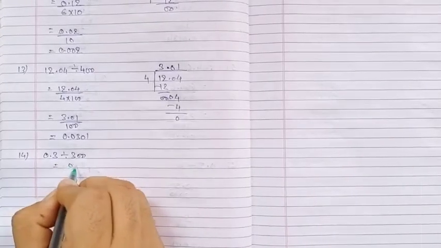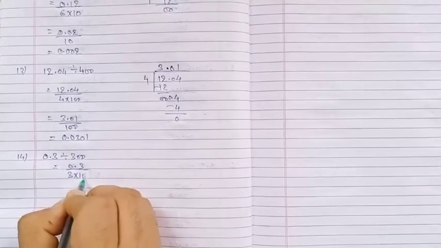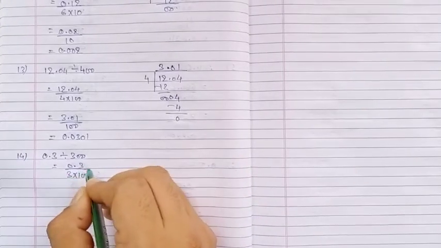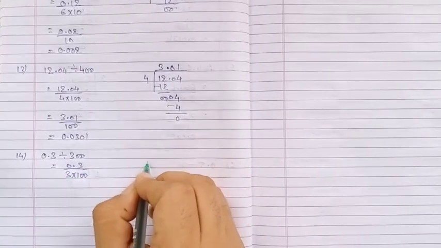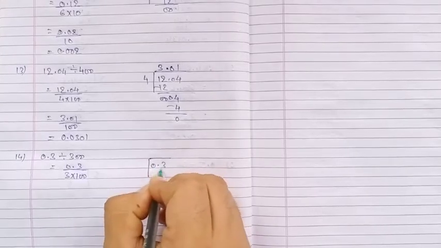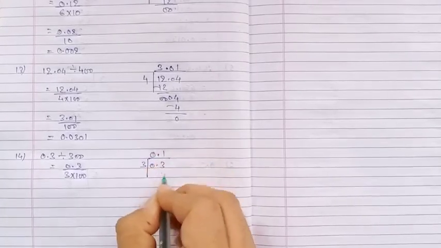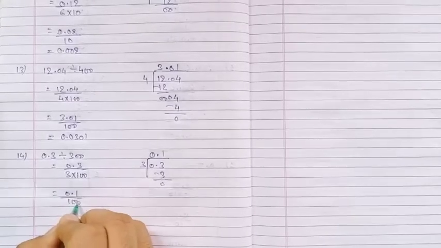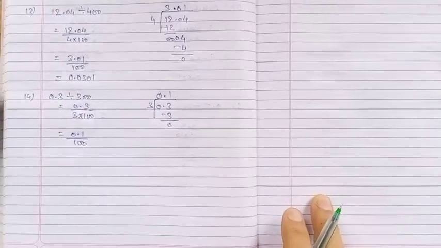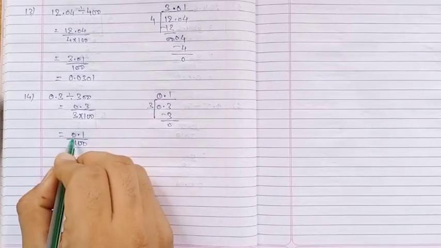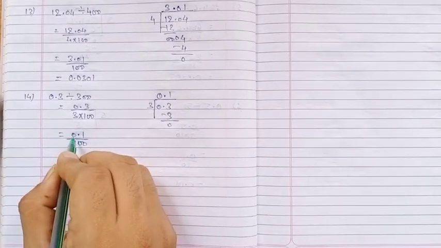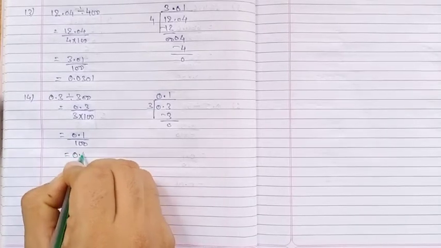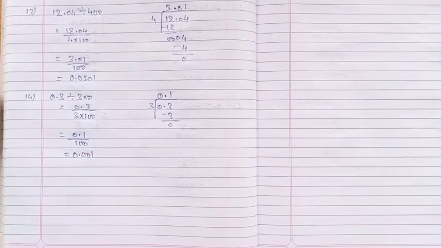Now 14th one, it's 0.3 divided by 300. So that is equal to 0.3 upon 3 into 100. Yeah, I can do it directly. 3 ones are 3, it will come to 0.1 only. Okay, 0.3 by 3. So 0, 3 ones are 3. So now it is 0.1 upon 100. Now we have to move 2 digits towards the left side. Here it is 0, there is nothing here. It means we have to add there 2 zeros. So it will become 0.001.